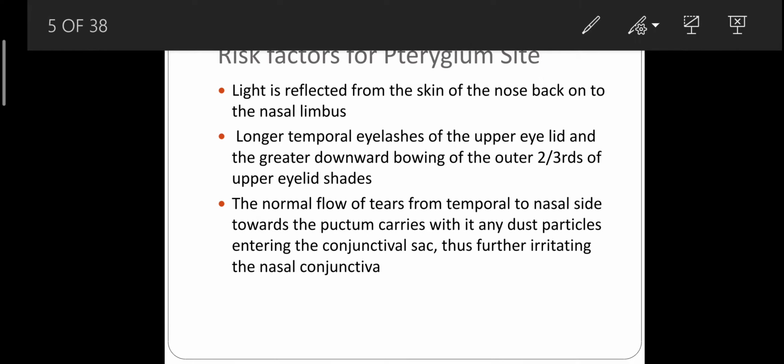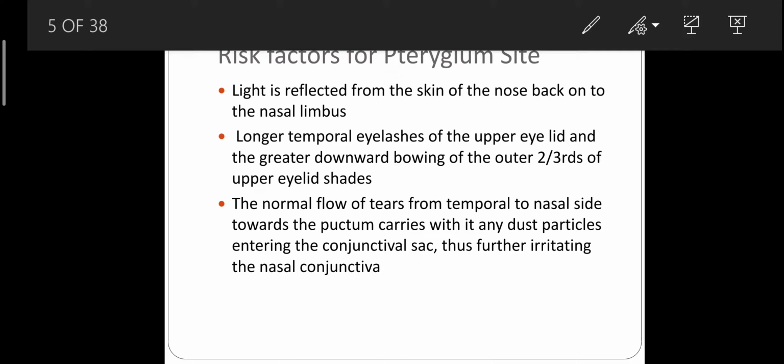And coming to the site, I told you the more common site is the nasal site, the nasal interpalpebral area, or nasal pterygium. The reasons for that are as follows. More light is reflected onto the nasal conjunctiva. The reflection of light onto the nasal conjunctiva is because of the nasal bridge, the nasal bones, which reflect the light more onto the nasal conjunctiva when compared to the temporal conjunctiva. That is one of the important reasons.